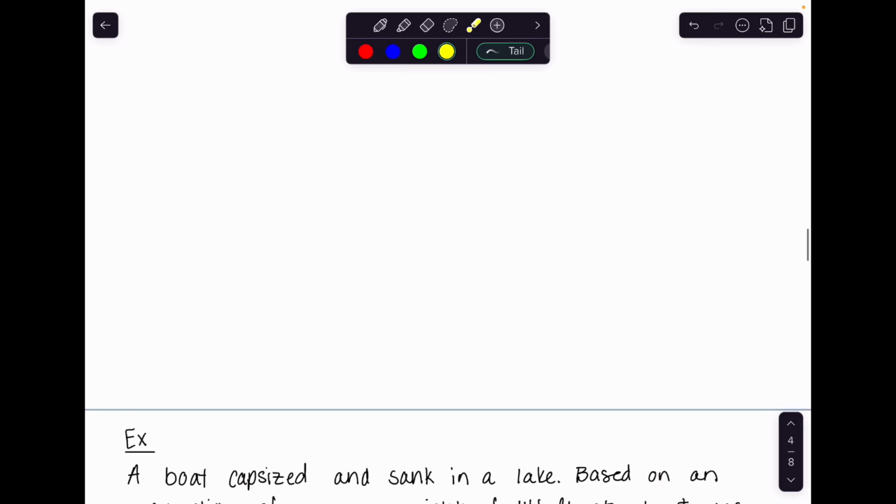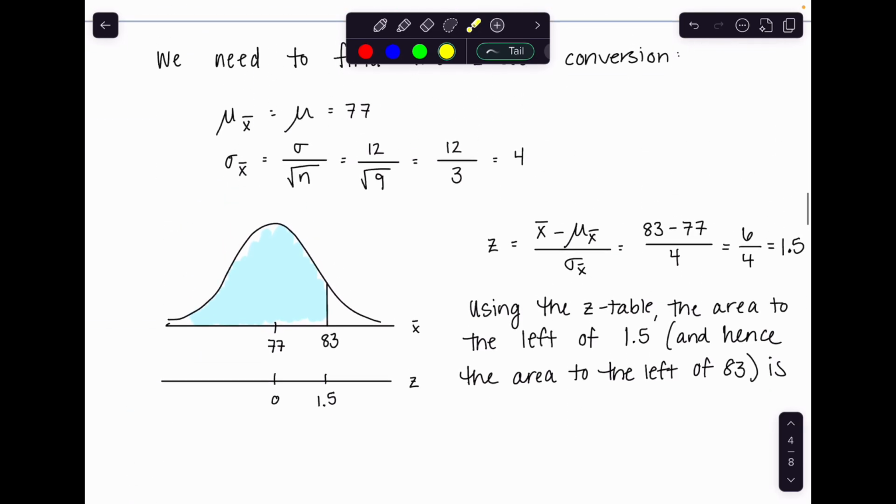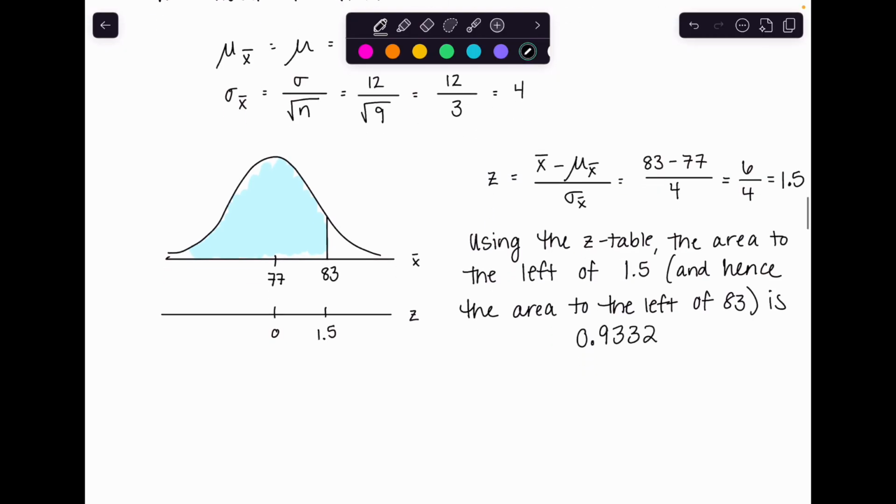So this is 0.9332. I'm sorry, 9332. Can't speak and remember easily. Okay. So that tells me the probability that the sample mean of 9 individuals being less than 83 is 0.9332.